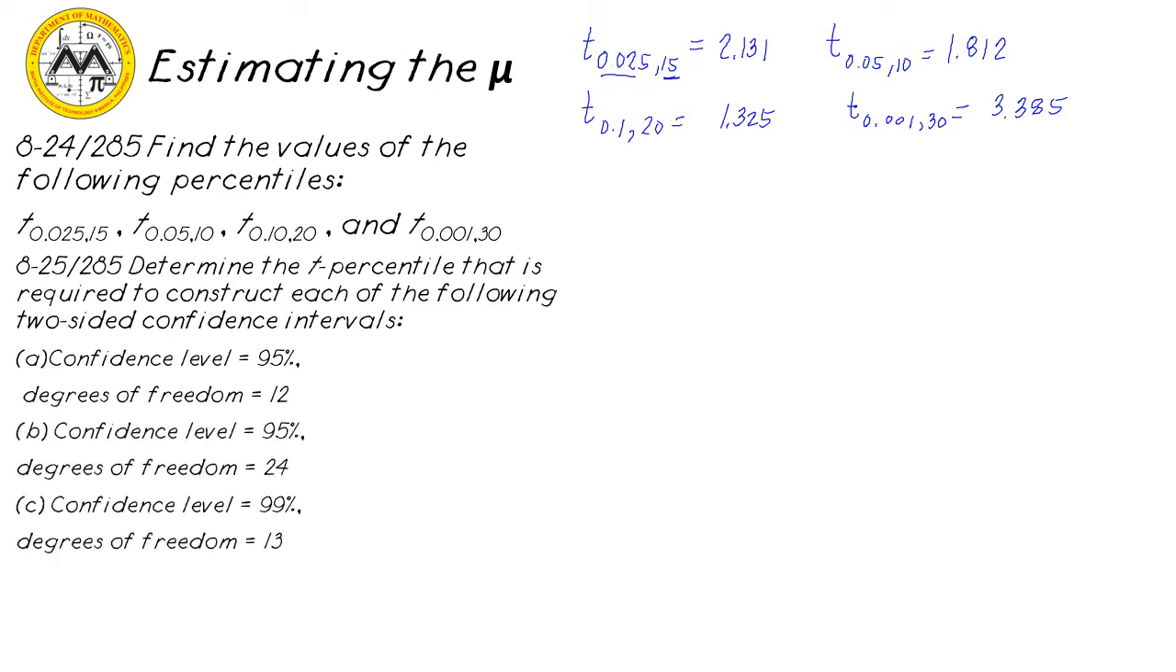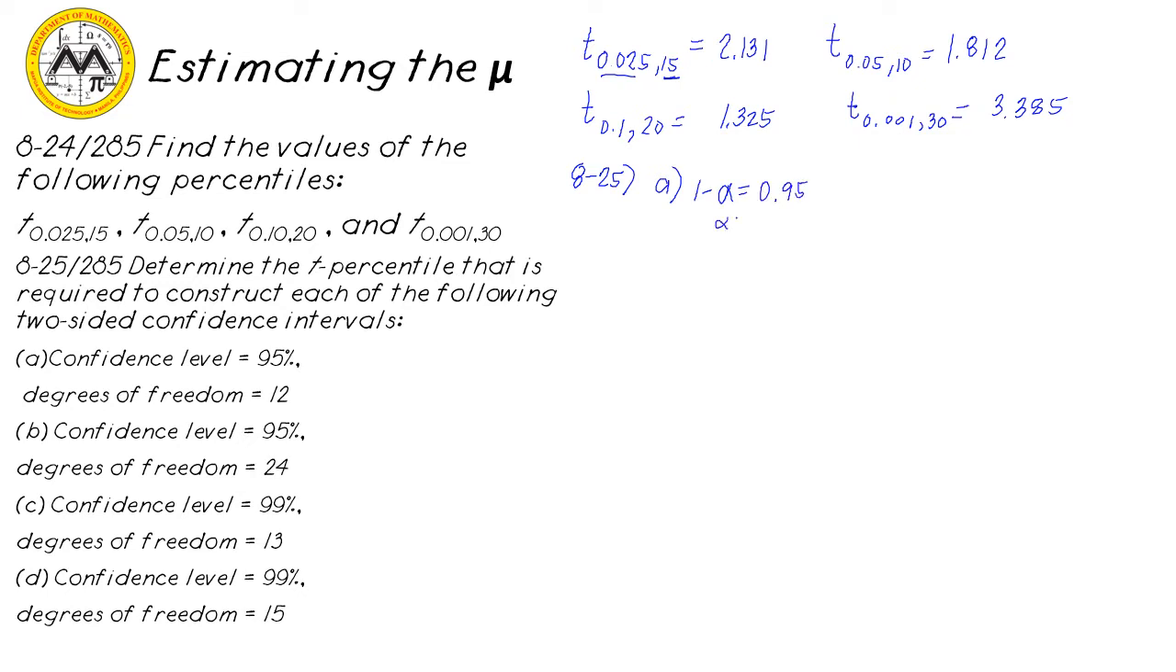Determine the t percentile that is required to construct each of the following two-sided confidence intervals. So take note, two-sided confidence interval. For 8-25, letter A, two-sided, so we have 1 minus alpha is 0.95, so alpha is 0.05, so alpha over 2 is 0.025. So t of 0.025, 12, is 2.179.